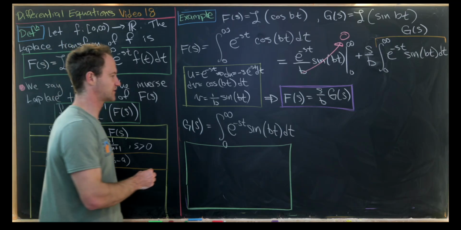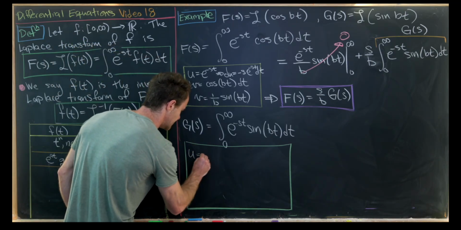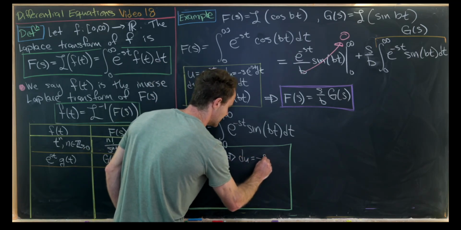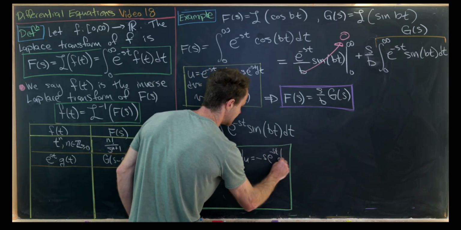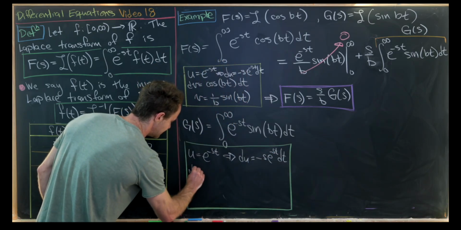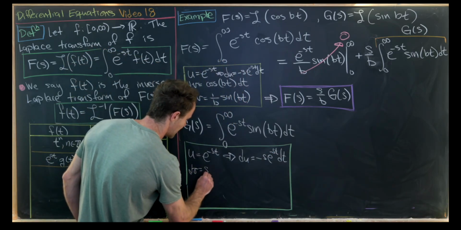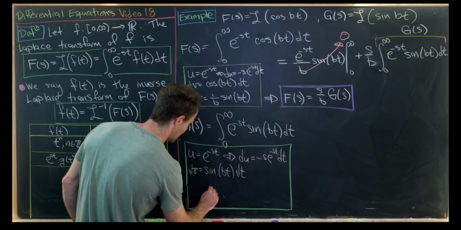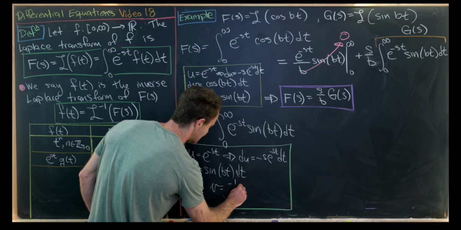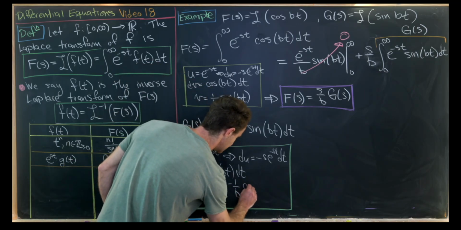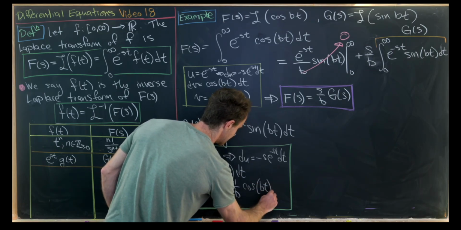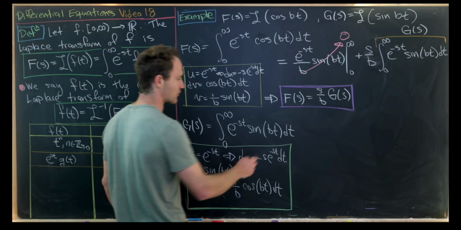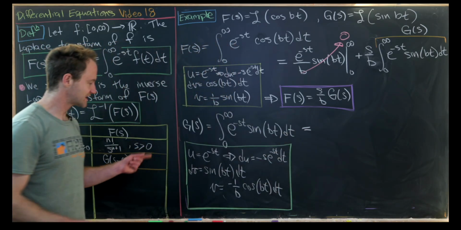We'll make the same sort of choice. Let's choose u to be equal to e to the minus st. That tells us that du is the derivative, minus s e to the minus st dt. Then we'll have dv will be the trigonometric part. That is the sine of bt in this case, dt. And that means that v is equal to minus 1 over b times the cosine of bt by taking the antiderivative. Okay, so now writing this out, we'll end up with something slightly different this time.